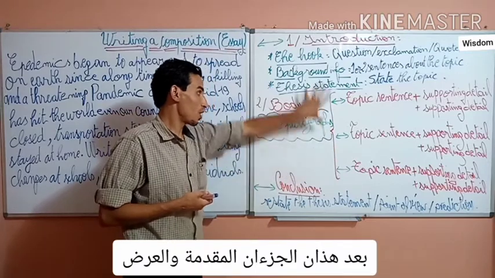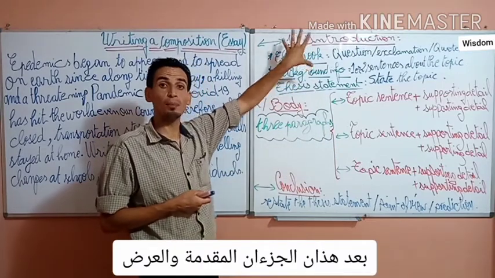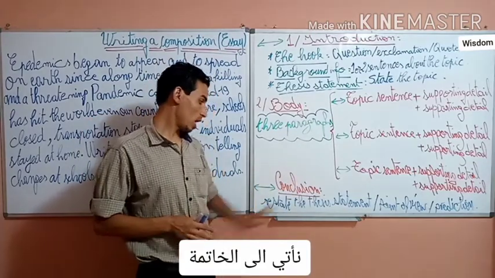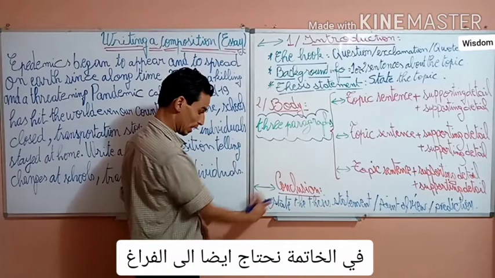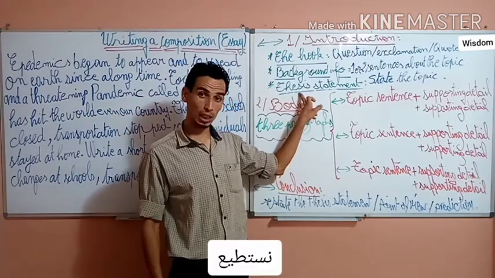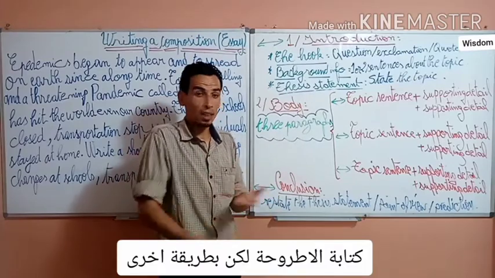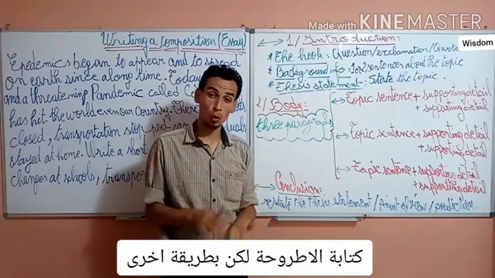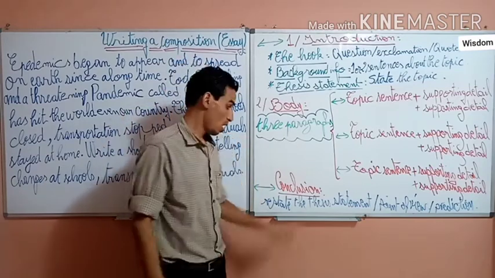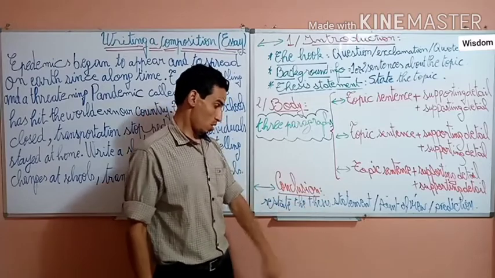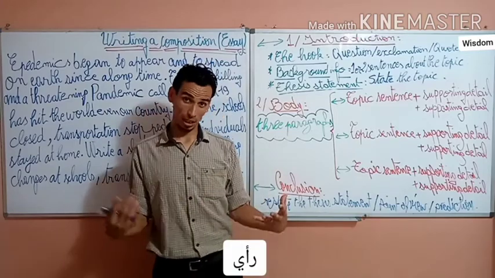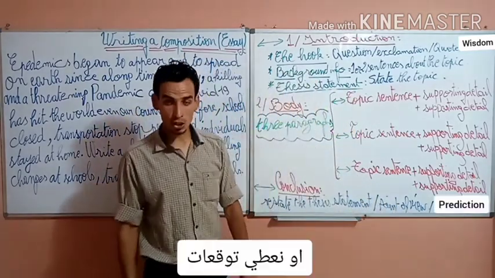After these two parts, the introduction and the body, we come to the conclusion. In the conclusion also we leave indentation and restate the thesis statement. We can restate, rewrite the thesis statement, but of course rephrased, written in other words. We can also inside the conclusion give a point of view, an opinion, or we give predictions.